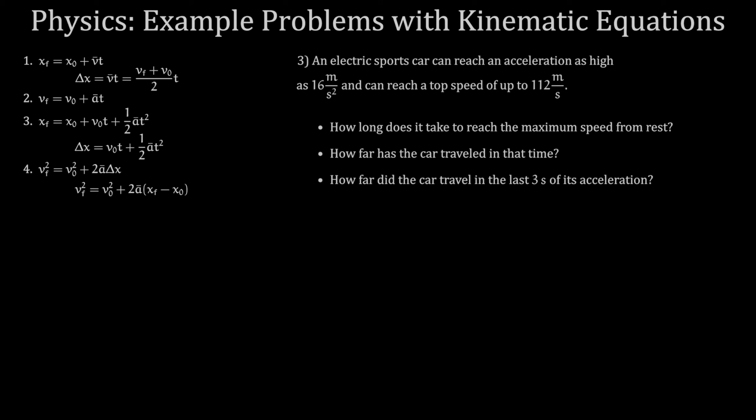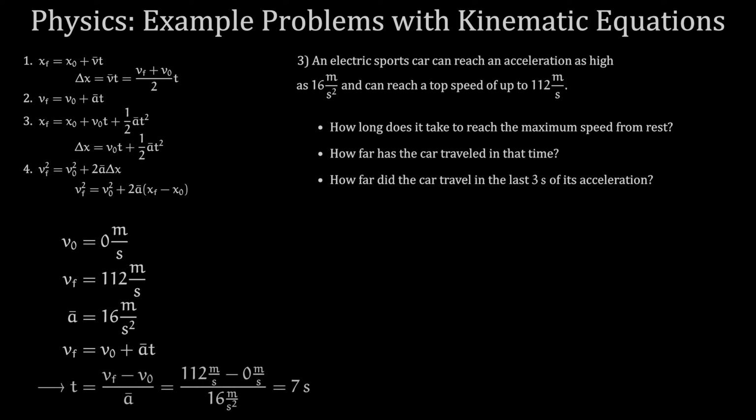Welcome back. There are many ways we can solve these problems. I'll highlight a few. To start, we are asked to find how long something takes, and we're given an initial velocity of 0 meters per second, since we're starting from rest, a final velocity which is the maximum of 112 meters per second, and an average acceleration of 16 meters per second squared. With this, we can use the second kinematic equation, where the only unknown quantity is time. We solve for time t, and plug in our other variables to find that it takes 7 seconds to reach the maximum velocity from rest, with the given acceleration.